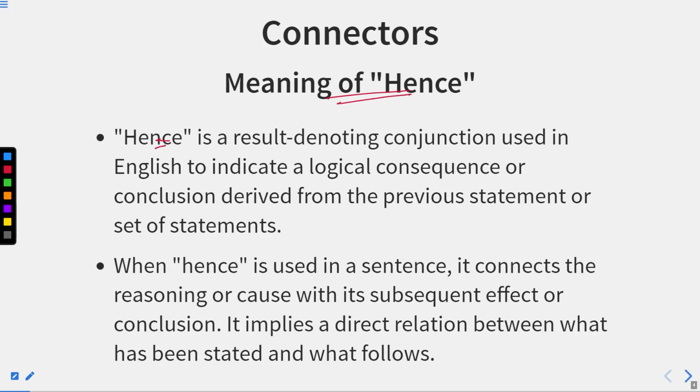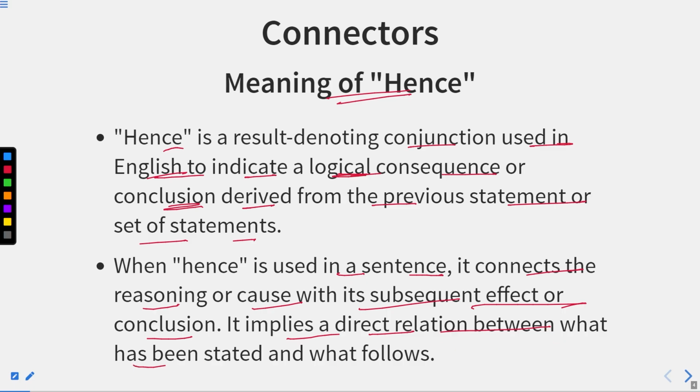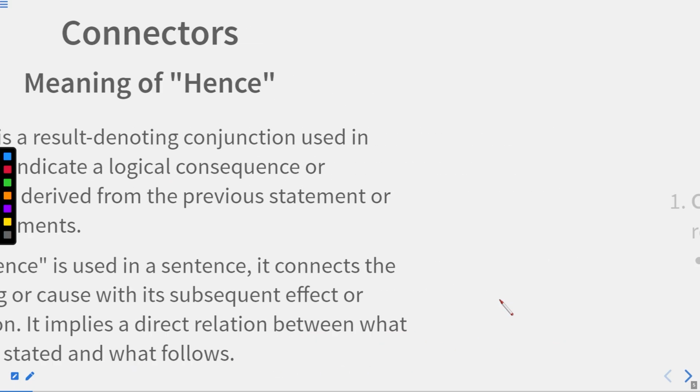Meaning of hence. Hence is a result denoting conjunction used in English to indicate a logical consequence or conclusion derived from the previous statement or set of statements. It means whatever has been said earlier, it is just the conclusion, or something which can be inferred or can be drawn as the conclusion. That conclusion will be shown by the word hence. When hence is used in a sentence, it connects the reasoning or cause with its subsequent effect or conclusion. It implies a direct relation between what has been stated and what follows.